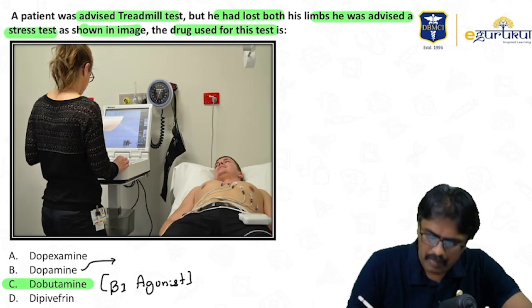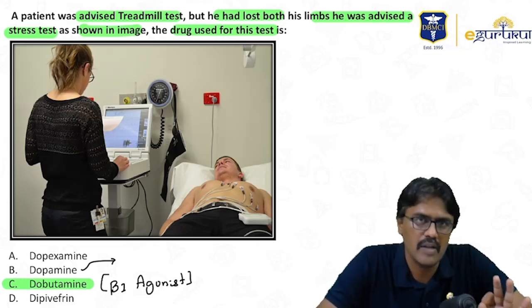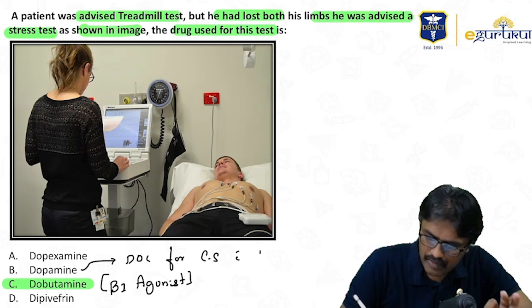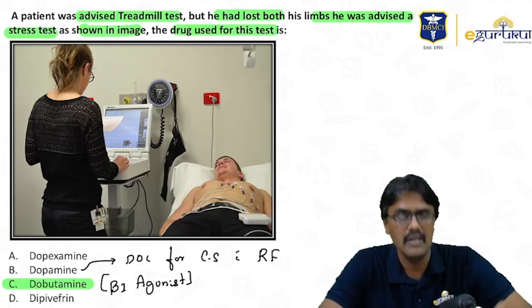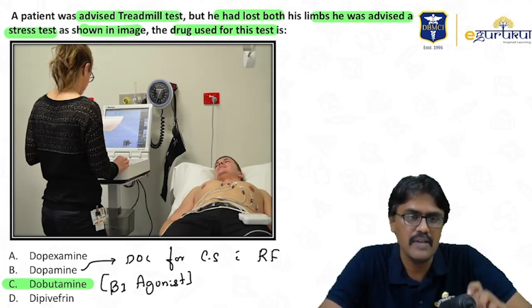Now, mainly remember dopamine. Dopamine can act on mainly the D1 receptor, alpha 1 receptor, as well as on the beta 1 receptor, and it is considered the drug of choice for cardiogenic shock with renal failure because it has action on D1 receptor, so it can cause vasodilation. So there it can be used as the drug of choice for cardiogenic shock with renal failure.